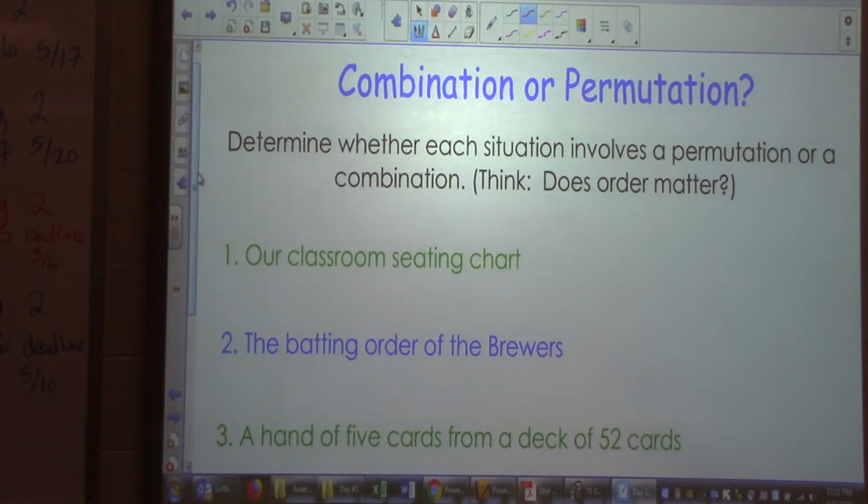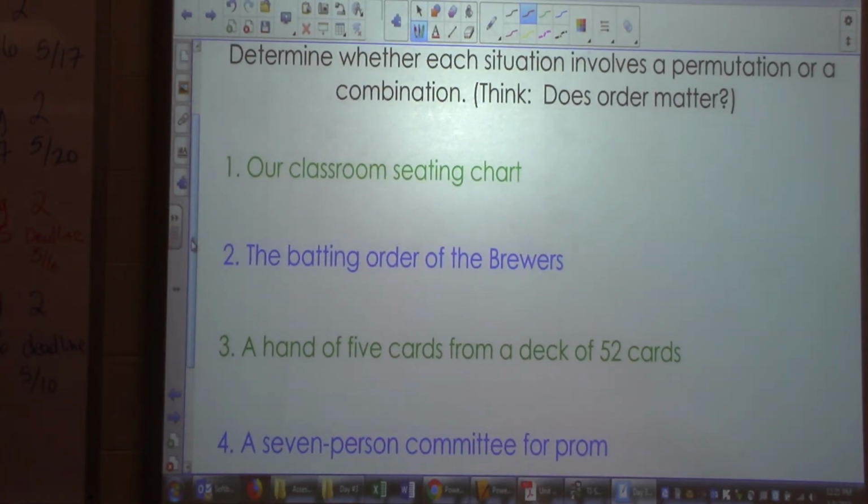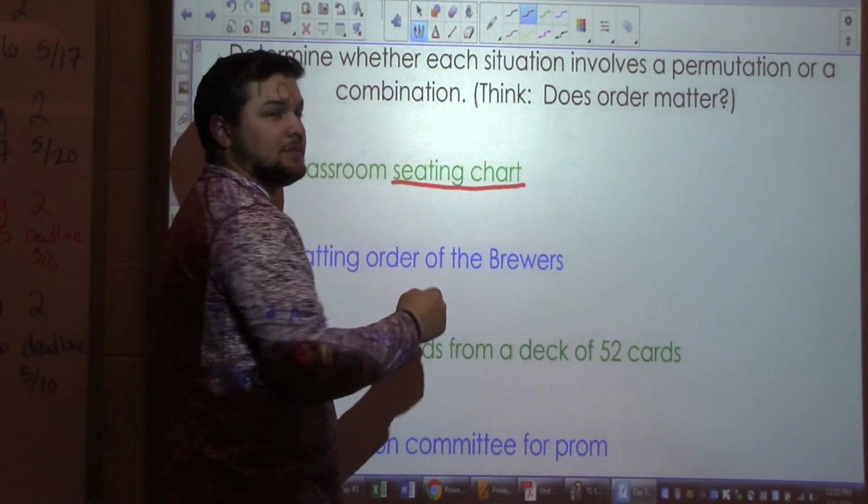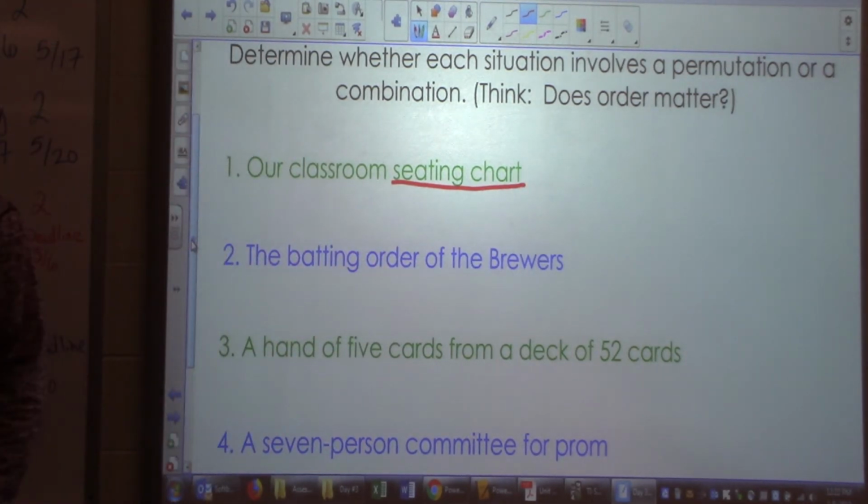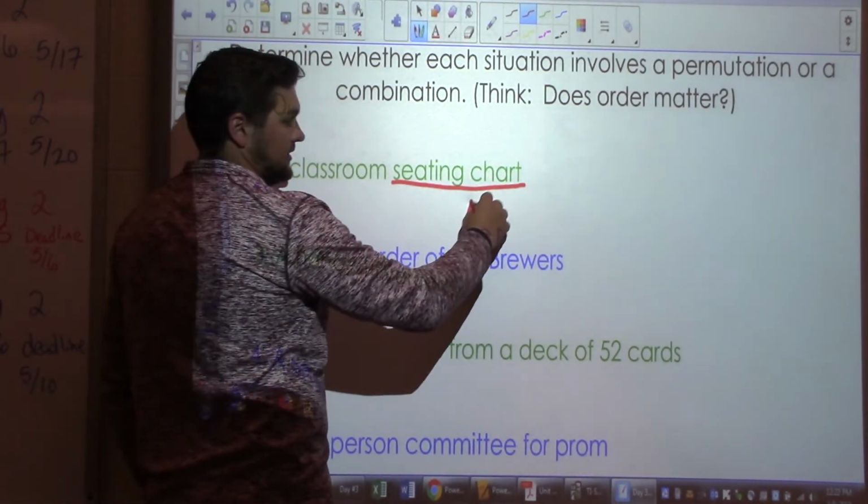All right. Kaden, pick a number. 6. 1, 2, 3, 4, 5, 6. Mason, first one. Our classroom seating chart. First of all, does the order matter? In this class, technically no, but in a seating chart, does the order matter? If I put you guys in a seating chart, does the order you sit matter? Yes, because I'm putting you in certain spots, right? A seating chart has certain spots, so the order matters. So, would it be a combination or permutation? Permutation. I'm just going to write P. I don't want to write the whole thing out.